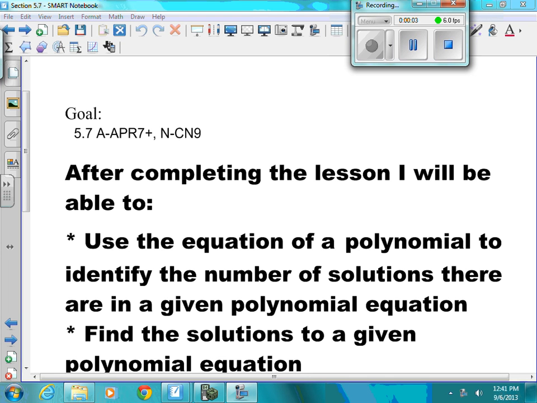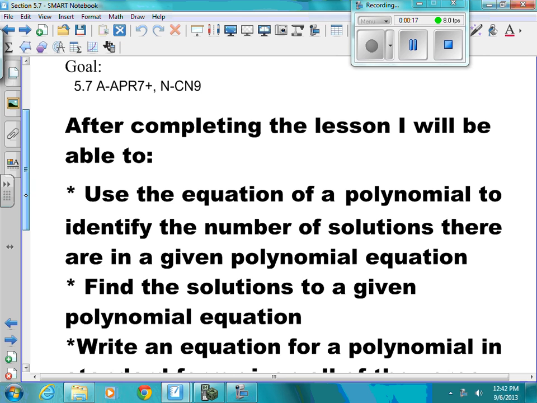Welcome back to Unit 2, Section 5, or Chapter 5, Section 5-7. This is the fundamental theorem of algebra. Sounds awful important, so make sure you take really good notes. Although everything we do is important, right?